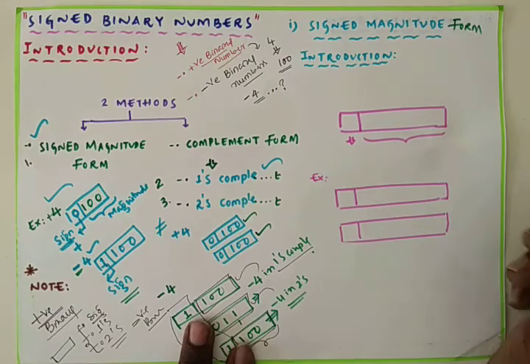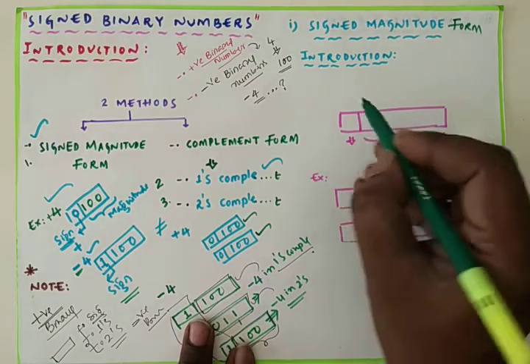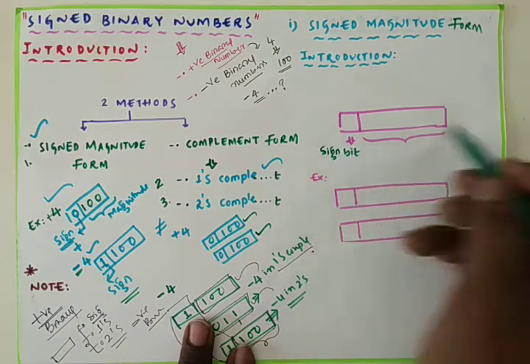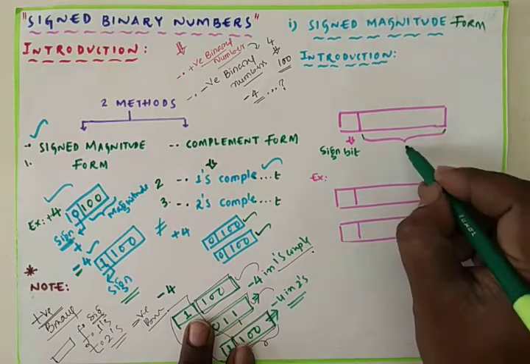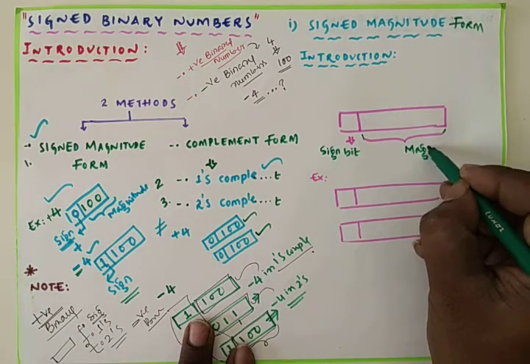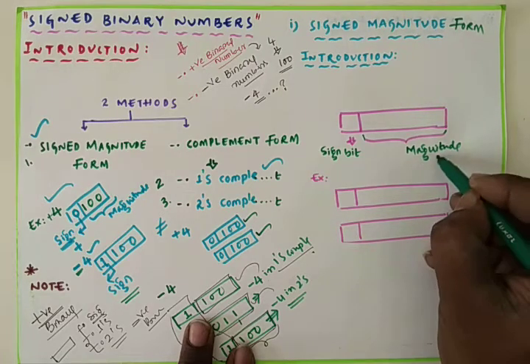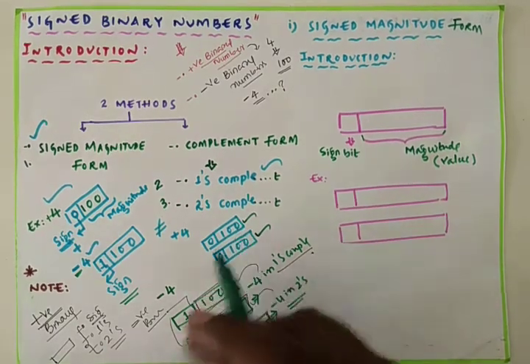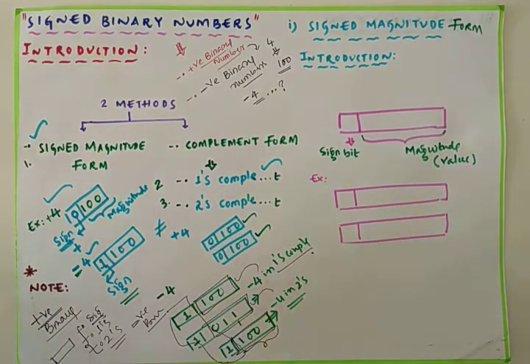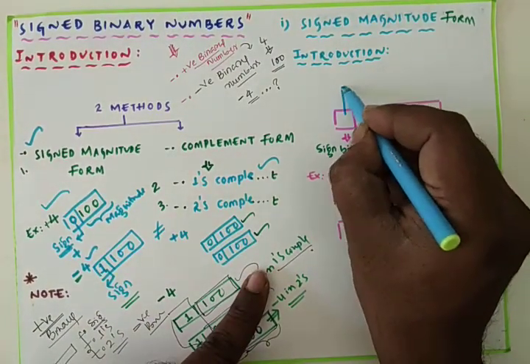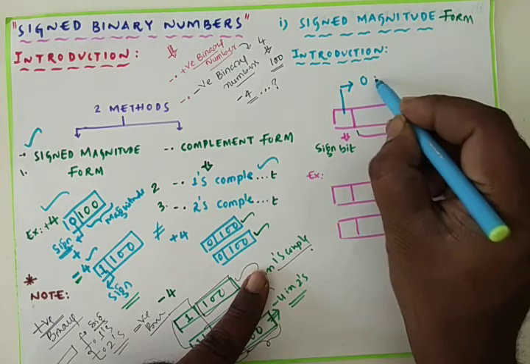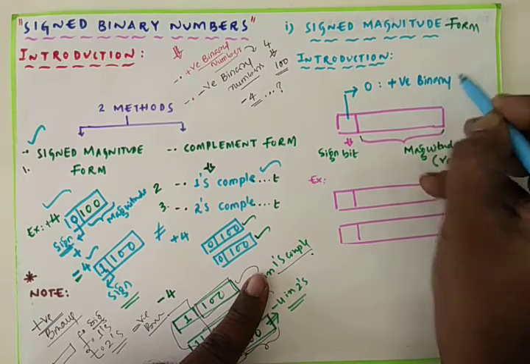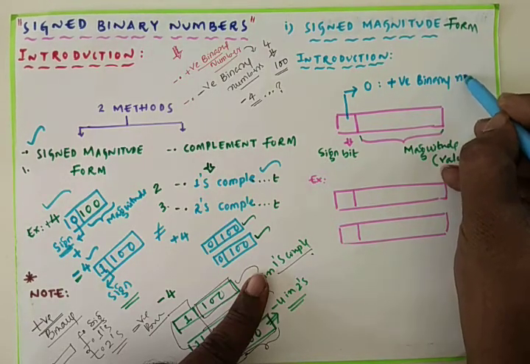Representation. In sign magnitude form, the first bit is treated as a sign bit, and the remaining bits except the sign bit are called the magnitude of that number. Magnitude is nothing but the value of that number. Here, if the sign bit is 0, the given number is a positive binary number. Sign bit is 0 means the given binary number is a positive number.